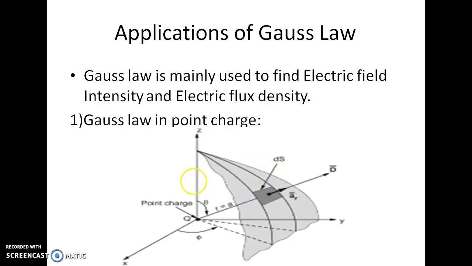The surface normal vector corresponding to this ds area is a_r cap. Similarly, I will consider the electric flux density produced from this charge as D, which is in the direction of a_r cap, along the line joining the point charge and ds. So the direction of D is also taken in the direction of a_r cap itself.